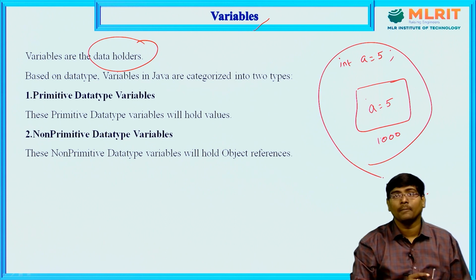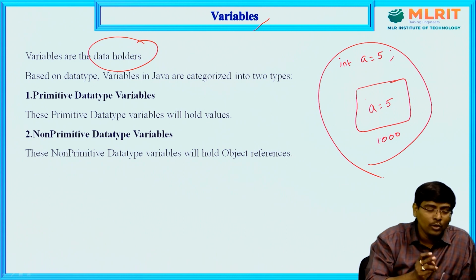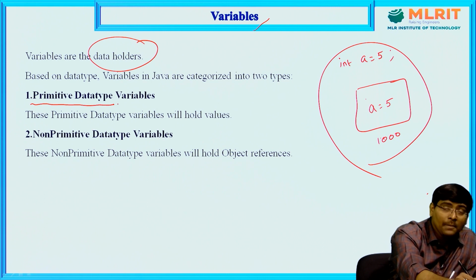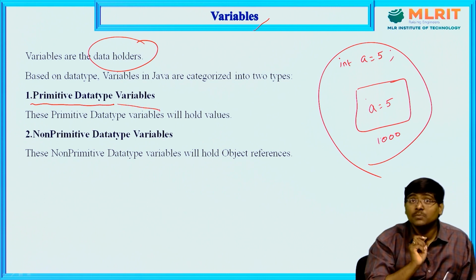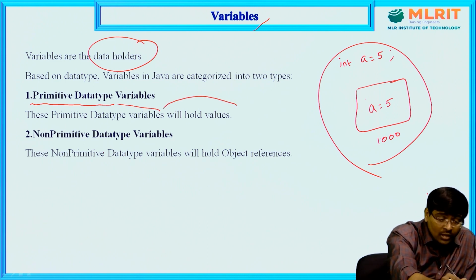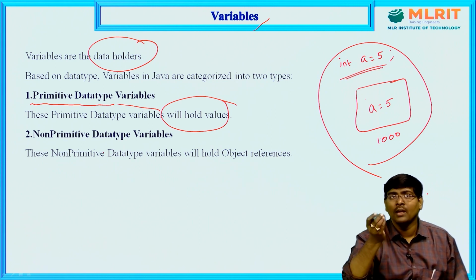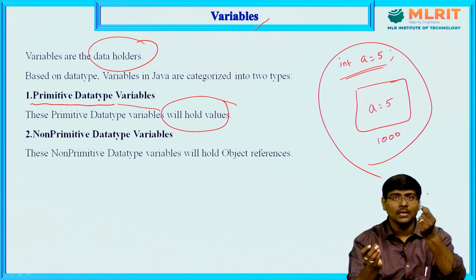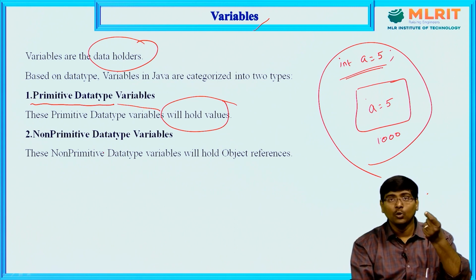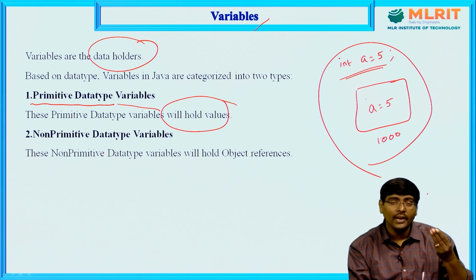Based on the data type, the variables are divided into two types. One is primitive data type variable. What is meant by primitive data type variable? The variables that hold values. This is an example: a variable that holds values. Suppose byte, short, int, long, next float, double, next char, next boolean. Total 8 primitive data types.